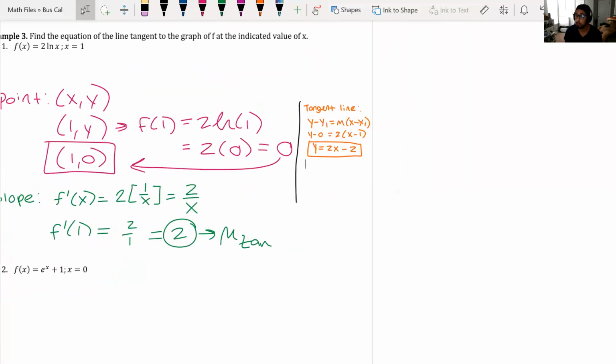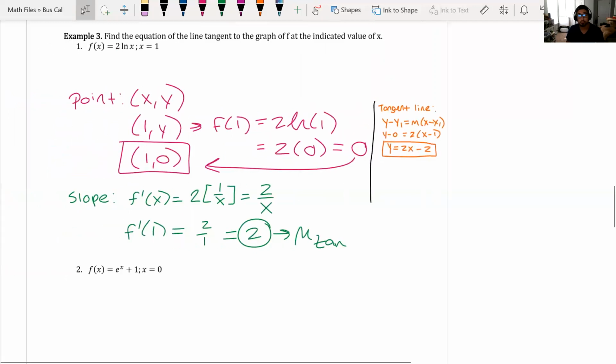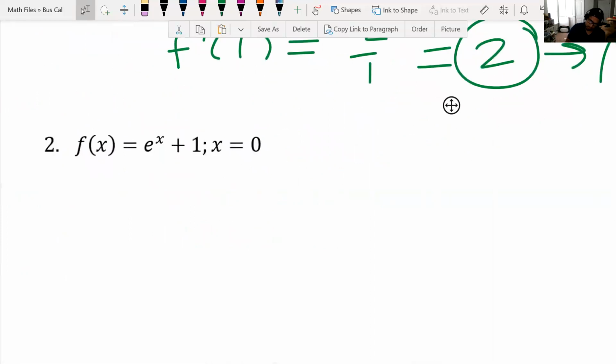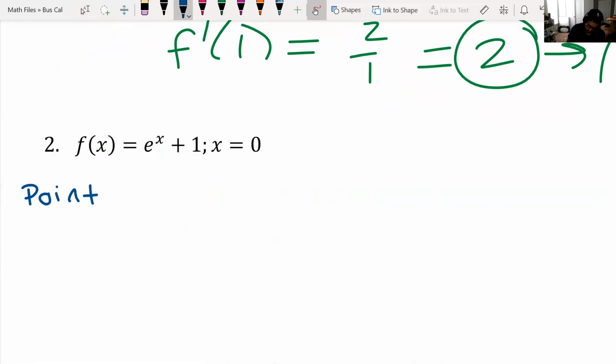Using all the information we got from the left side. So a point and a slope. 1, 0, and 2 is your tangent. Okay. Now, let's do it again for e to the x. First thing is, let's find the point. They give us that x is 0. So we have 0. And we need to find y, which means take 0 and plug it into the original function to get our y value.